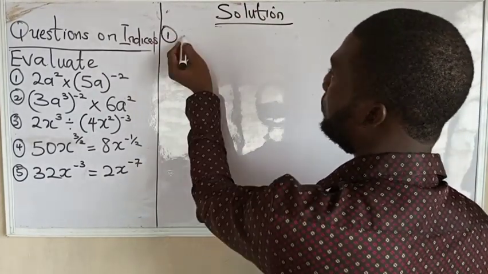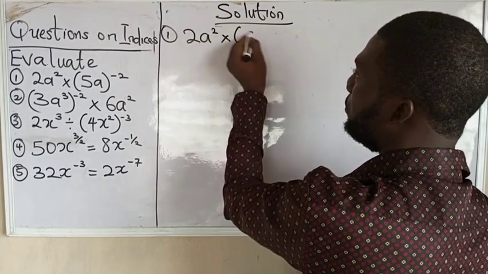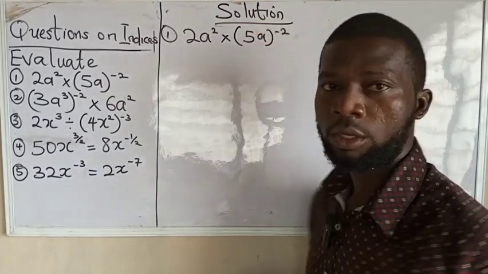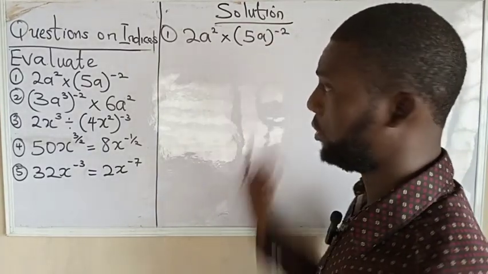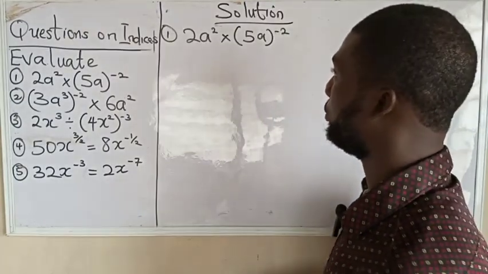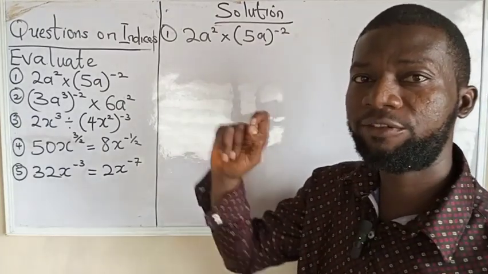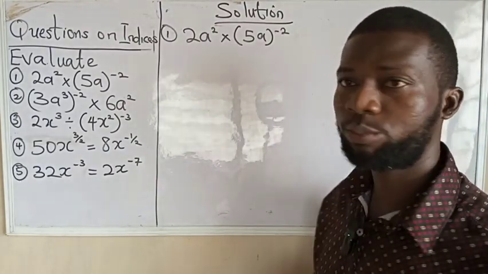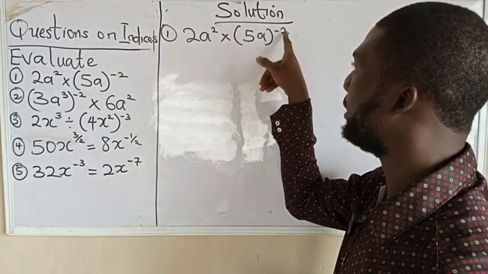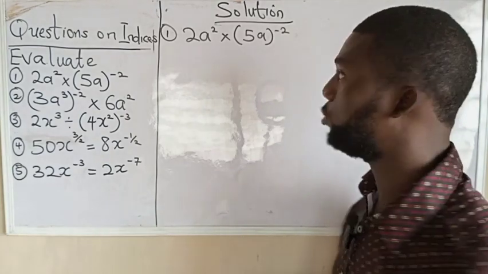Number one, (2a)^2 times (5a)^-2. So how do we go about this? Well, this is also quite easy. What you are just going to do is, anywhere you see a negative power, try as much as possible to take it to its reciprocal in order for the negative to become positive. That is just the first thing you are going to do.